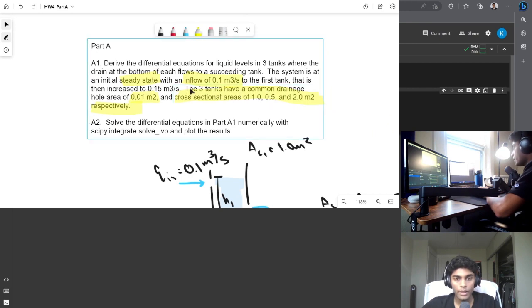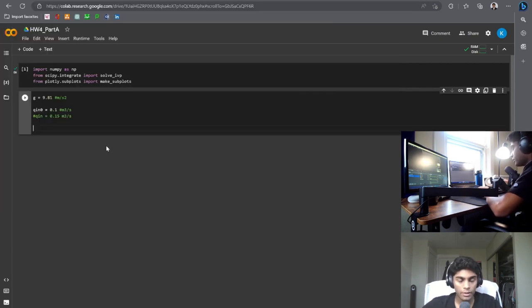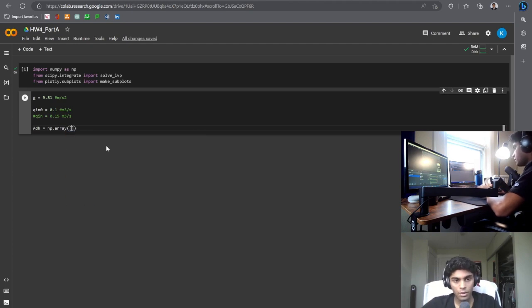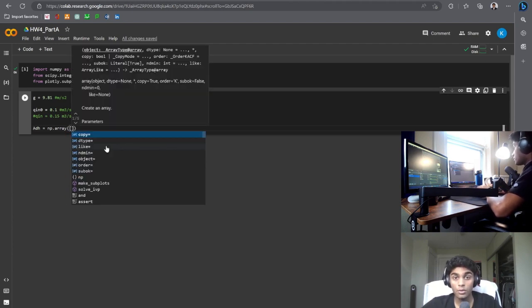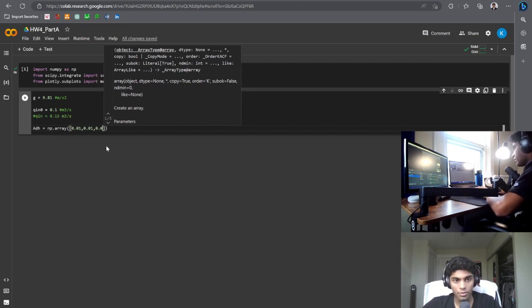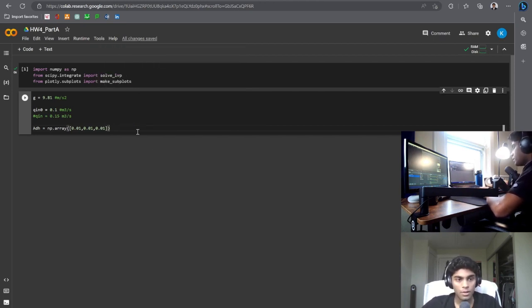So we can go ahead and give them the common drainage hole area. And the way we're going to do that, I'm going to call that area drainage hole. And we're going to create an array of values, so use np.array. And the reason we're doing that is because, yes, they're all the same 3 values. But since we want to use these later on, we can just put these in an array and use those as we see fit.